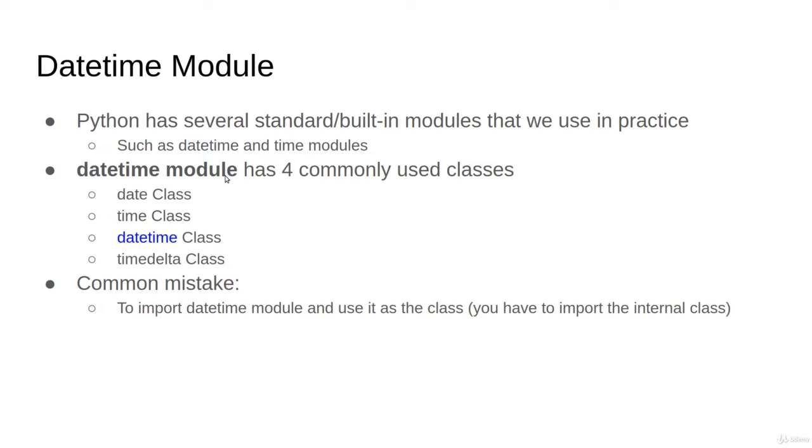The datetime module itself has inside it four commonly used classes: the date class, time class, datetime class, and timedelta class. It is sometimes confusing that you have a module named datetime, and inside it you have a class named datetime. This sometimes creates a mistake, like you import datetime and you think you are dealing with the class, but you still need to import the class from inside it. So be careful when the module name is the same as a class name. It typically creates confusion.